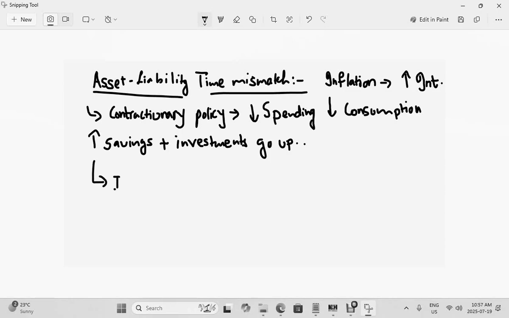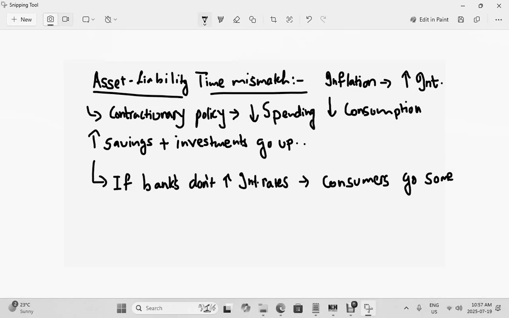So if banks don't raise their interest rates, consumers go somewhere else. They might go to another bank that's offering them a higher interest earning when it comes to their savings account. So higher interest payments. Now, if the banks do raise their interest rates, consumers get what they want.